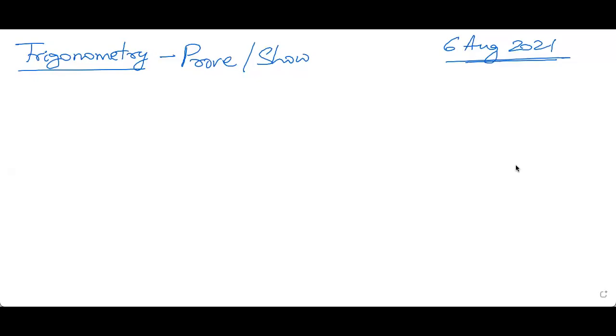In the last class for trigonometry, we started studying the prove and show type of questions in trigonometry, where we understood we will need a lot of algebra and a lot of arithmetic, and we'll have to combine that with trigonometry to answer this type of questions. In the last session, we answered 2 questions in the class, and I had asked you to complete 3 questions as part of your homework.